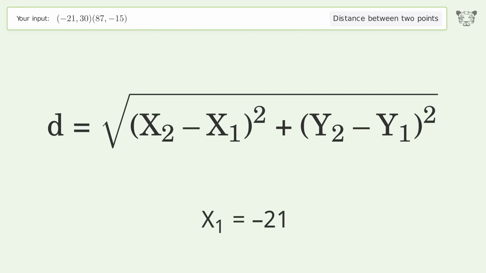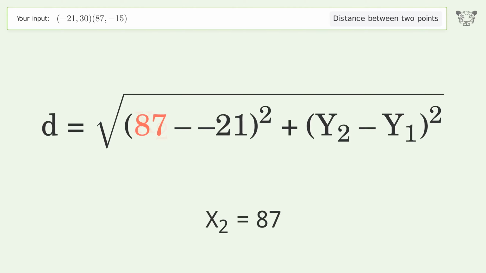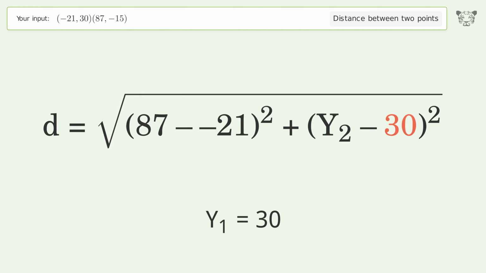x1 equals -21. x2 equals 87. y1 equals 30. y2 equals -15.